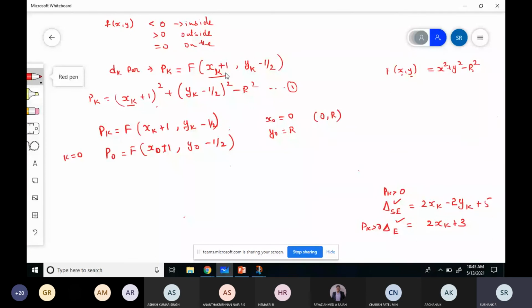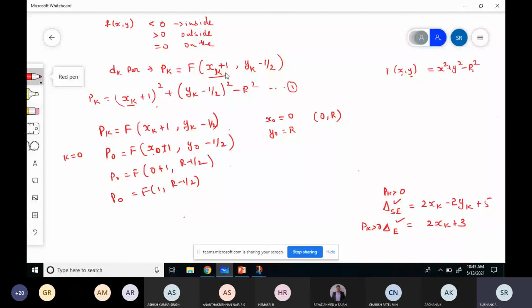So I'll substitute here. P naught is equal to f of (x naught is 0, so 0 plus 1, comma y naught is r, minus half). So it will be a function of 1 comma r minus half. This is the initial parameter function.